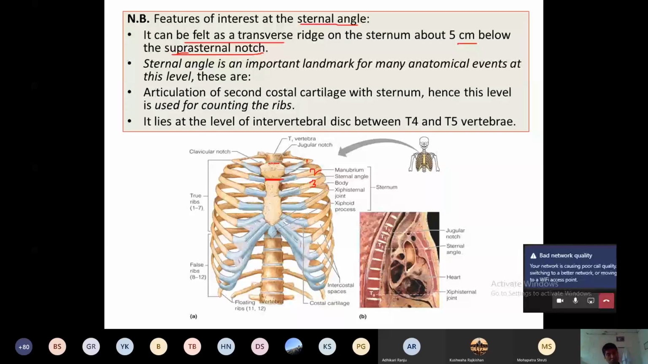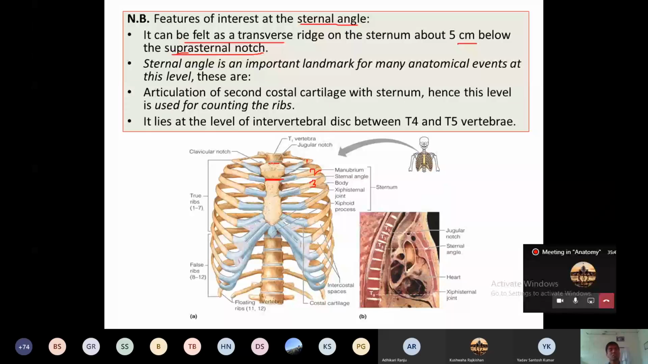I ask you also to palpate it. Have you palpated? Yesterday I asked you to palpate it, to feel it, to find it in your own body. Have some of you palpated? If you have not yet, please palpate it and find it. It is superficially placed, easily approachable, you can easily find it.